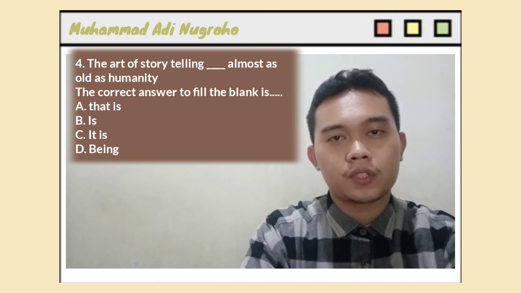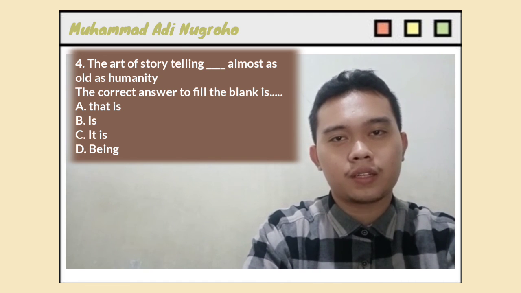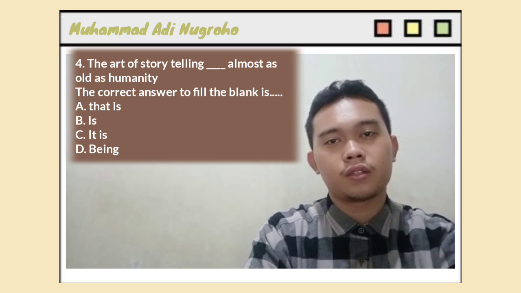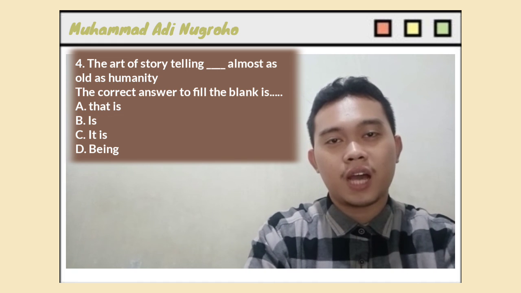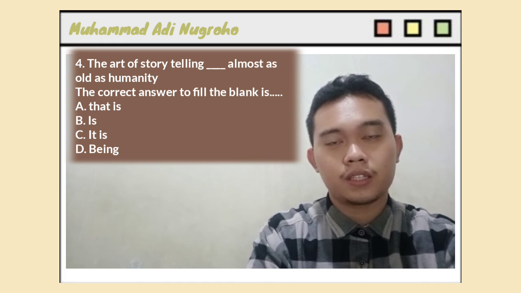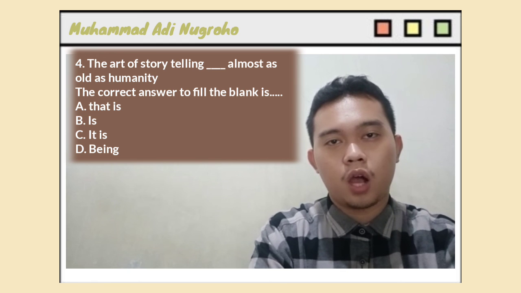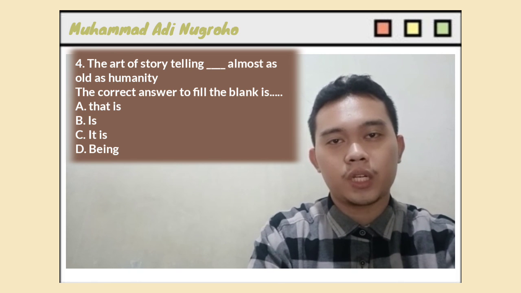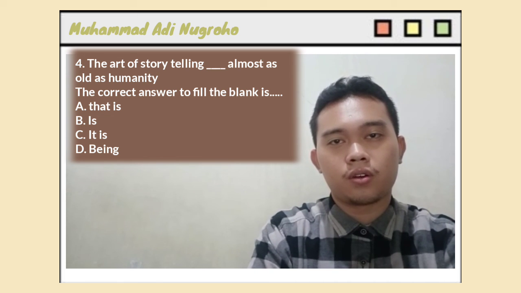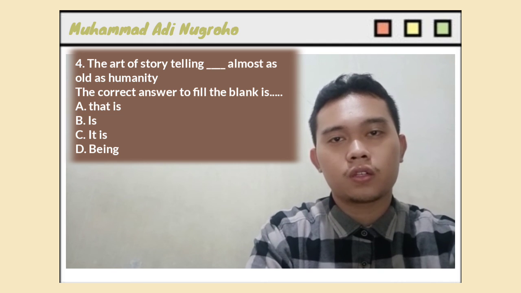Lastly, number 4. The art of storytelling blank, almost as old as humanity. The correct answer to fill the blank is A. That is. B. Is. C. It is. D. Being. So let's see the question. The art of storytelling is the subject. Blank, almost as old as humanity, we can say is like an adverb. So what we need here is a verb or to be.